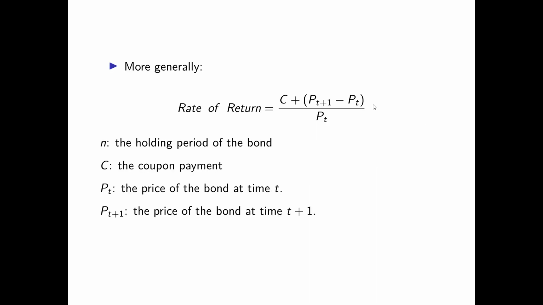So more generally, this is how you would calculate the rate of return, for a bond especially. It would be the coupon payment that you receive plus the change in the price of the bond. So P_t is the price of the bond at time t, and P_t+1 is the price of the bond at t plus 1. This difference is basically the change in the price of the bond. Of course, all this as a percentage of the purchase price of the bond.